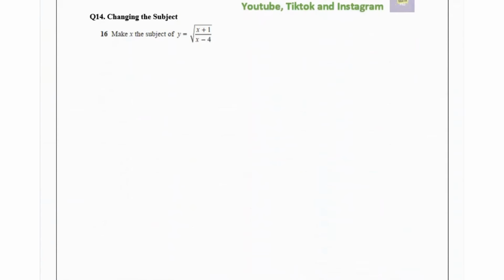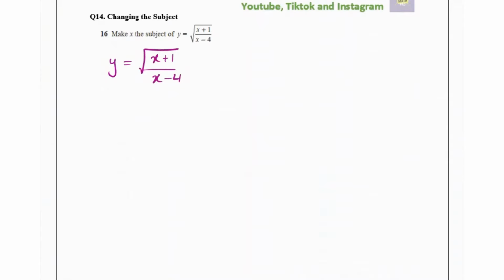Changing the subject, this one is always going to come. So I took the most difficult one, even though they don't give very difficult questions for this, but this was the one where we have a fraction and a square root. So we have y equals to root of (x plus 1) over (x minus 4).